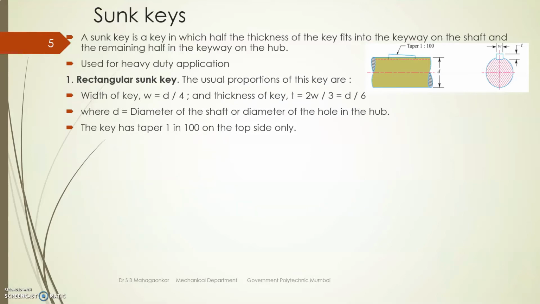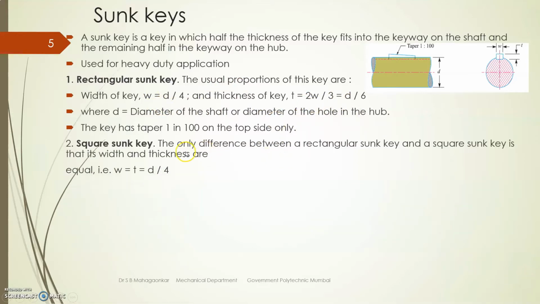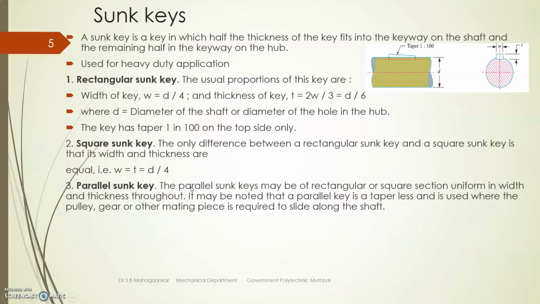So the first one is the rectangular key. As I said, the width is equal to D upon 4 and thickness is D upon 6, and the taper is 1 in 100. Square key is one in which the width is equal to the thickness. The parallel sunk key is one which is taperless, so the bottom as well as the top surface is totally flat, and they are parallel to each other.